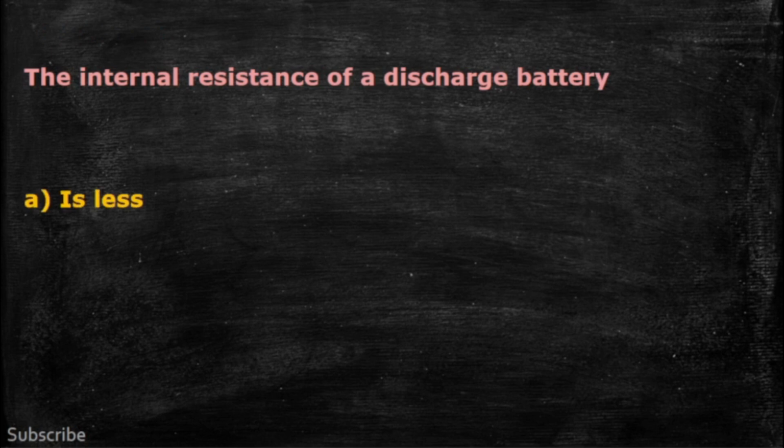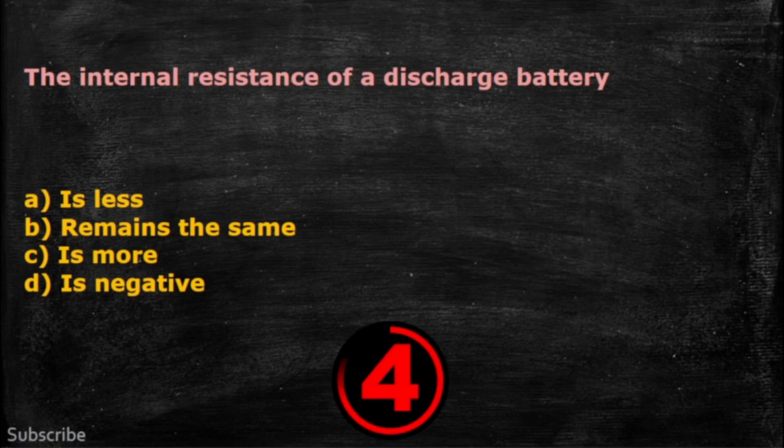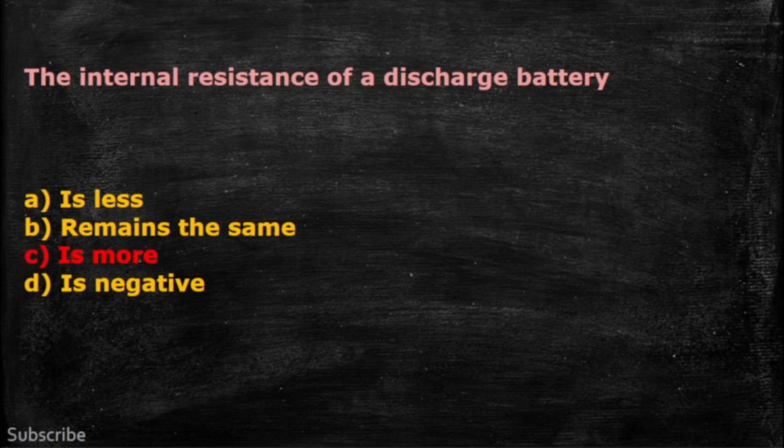Question number 13. The internal resistance of a discharged battery. A. Is less. B. Remains the same. C. Is more. D. Is negative. The correct answer is letter C, is more.